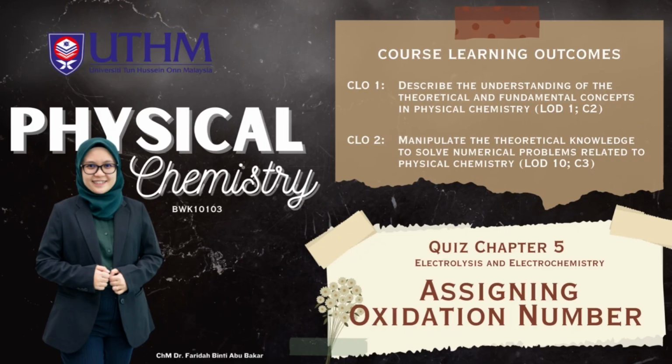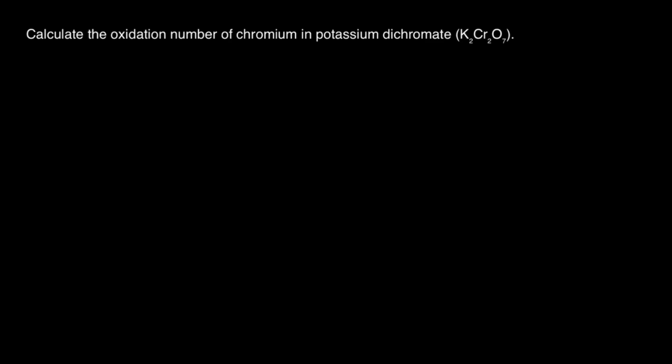In this video, we shall discuss how to assign oxidation number. Calculate the oxidation number of chromium in potassium dichromate. In order for you to answer this question, there are some rules that you need to follow.